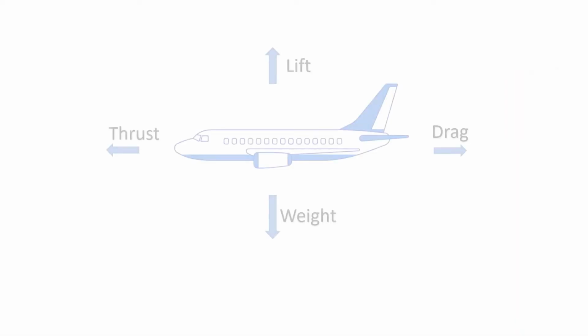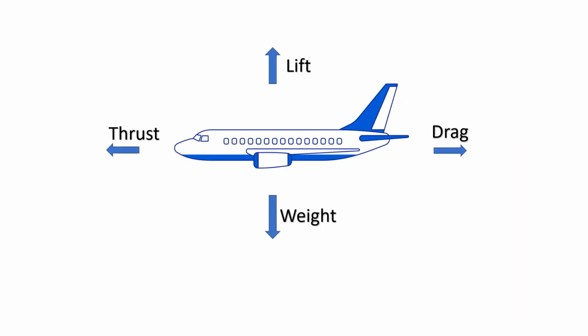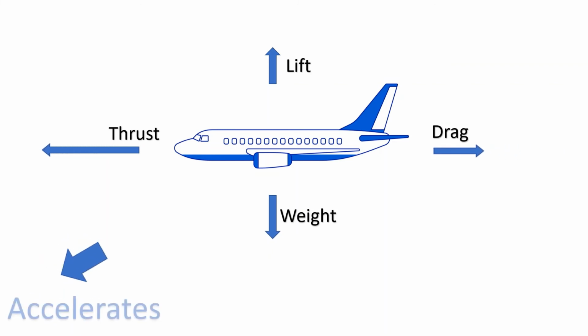So in conclusion, the motion of the plane is governed by 4 basic forces. When the lift is greater than weight, the plane rises. When the weight is greater than lift, the plane falls. When the drag is greater than thrust, the plane slows. And when the thrust is greater than drag, the plane accelerates. By manipulating these 4 forces, the plane is able to stay in the air.